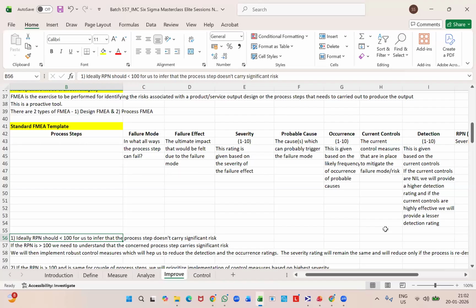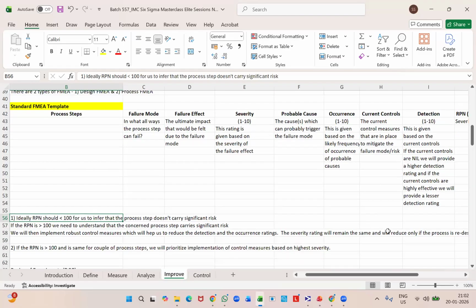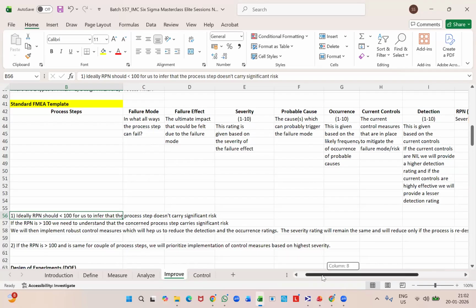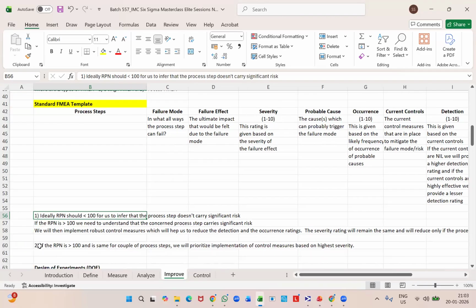So whichever process step has a higher severity rating, that process step would be prioritized for implementation of the mitigation action or the effective control measure. So there can be a question on this in the black belt final assessment. So that is why I've given you this information.